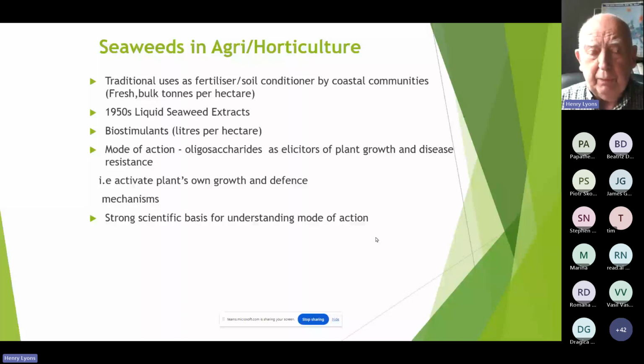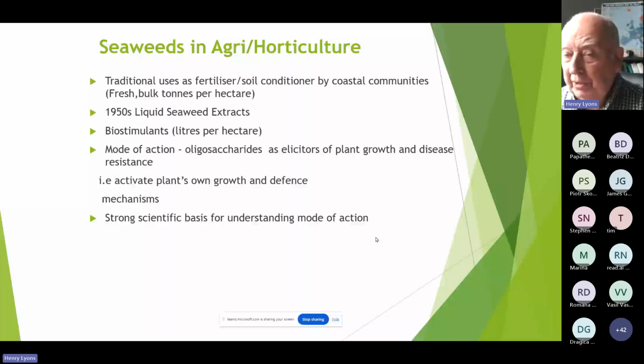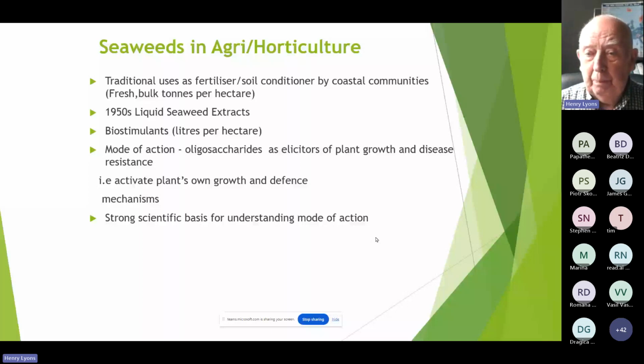A totally different situation. The word biostimulant was created some 20, 30 years ago, perhaps, mainly for seaweed extracts, but also for amino acids and humic acids. Now, the mode of action was a problem for a long time, but there's now fairly strong proof that it's oligosaccharides. These are short chain sugar molecules. They act as elicitors or activators of plant growth and disease resistance. And that's mainly what I'll be talking about here.